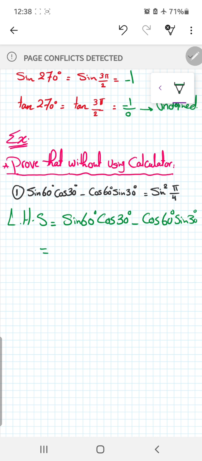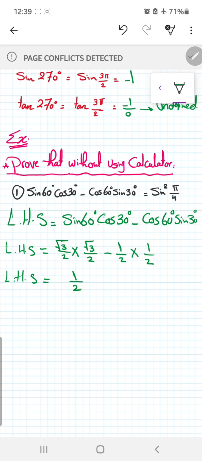Using your calculator, but one by one. So get first sine 60, it will be root 3 over 2. Here it's a multiplication. Cosine 30, also using your calculator, will be root 3 divided by 2, minus cosine 60 equals half, multiplied by sine 30 equals half. Using your calculator, the final result will be half. So the left hand side equals half.